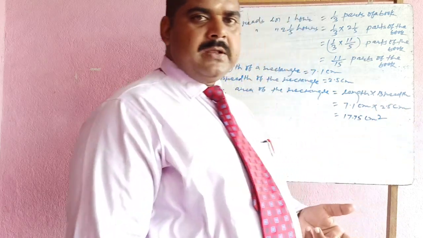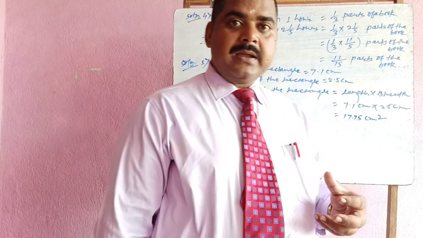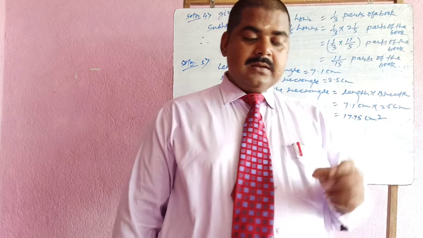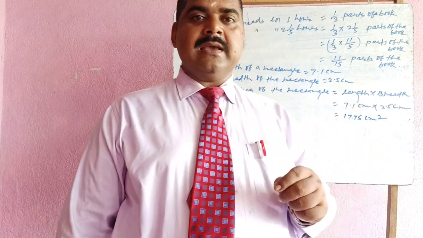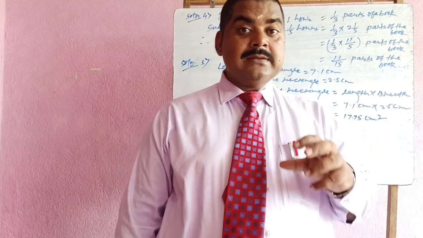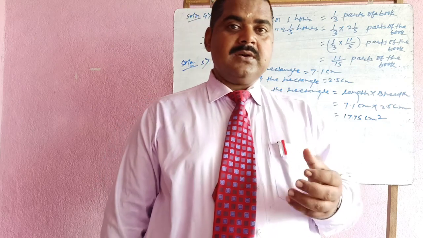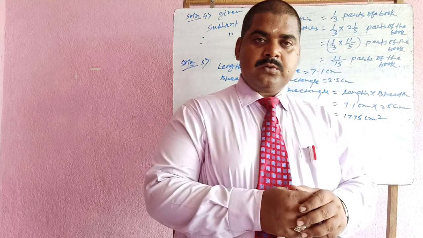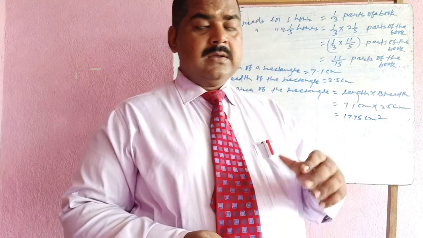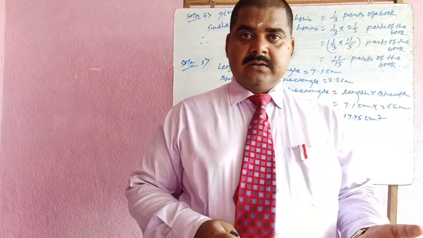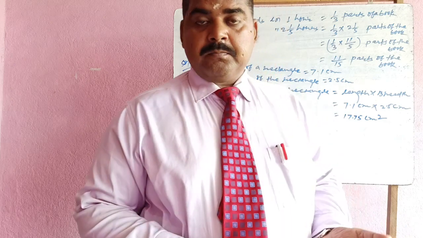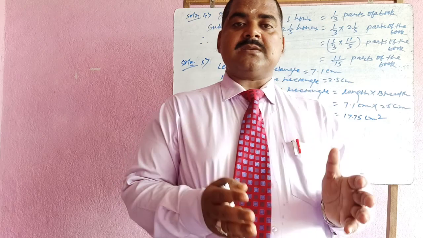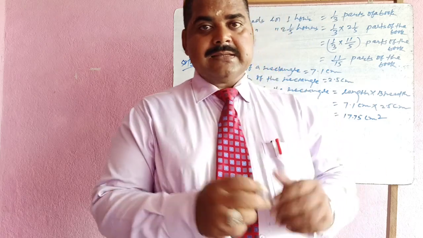you have to multiply by the unitary method. You know very well that if 10 toffees cost 1 rupee, then in 2 rupees you can purchase 20. So it is a similar type of question. If in 1 liter of petrol you travel 20 kilometers, then in 5 liters, you just multiply 5 into 20, that is 100 kilometers.